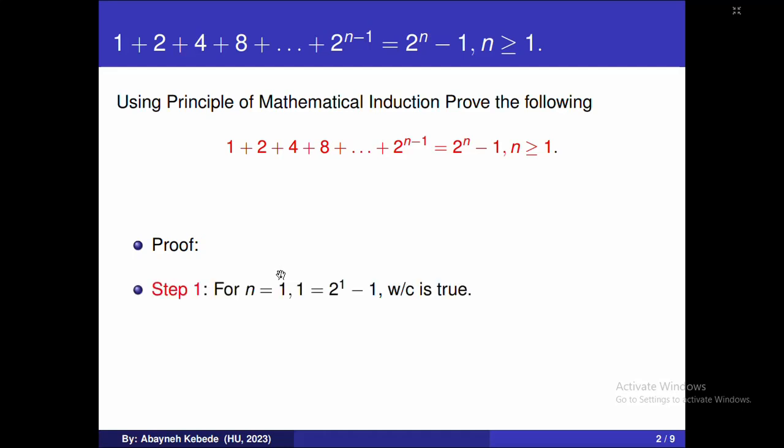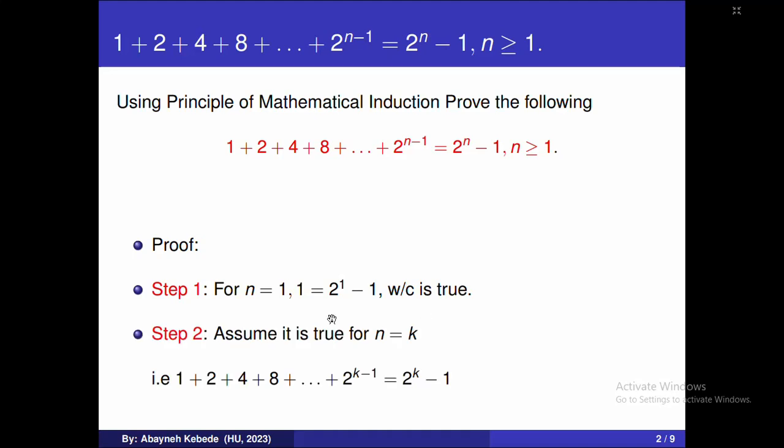Step 1 is we need to prove it for n equals 1. Now let us check for n equals 1. For n equals 1, here we have 1. This 1 is equal to, substituting 1 here, 2 raised to 1 minus 1. 2 raised to 1 is 2. 2 minus 1 is 1. So 1 is equal to 1, which is true.